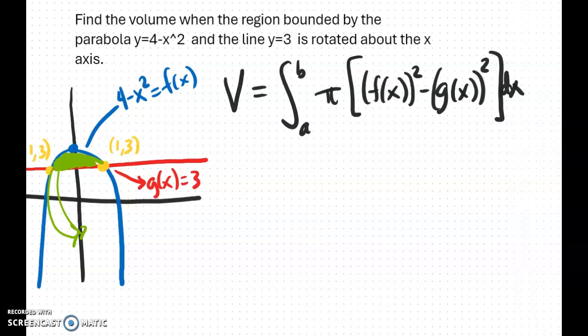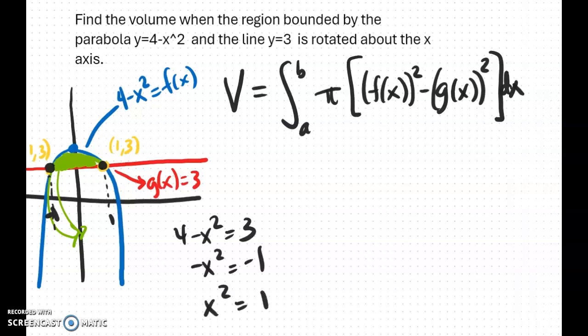My a to b would be -1 to positive 1, because those are the two intersection points there. Now again, I showed you how to do it on the graph of intersection points. You can also do it algebraically if you set the two functions equal to each other like this: 4 minus x squared equals 3. And then you solve for x, you're going to get plus or minus 1. And so those are the two intersection points.